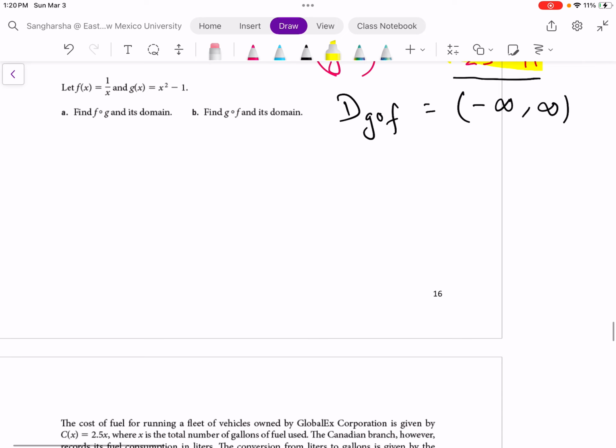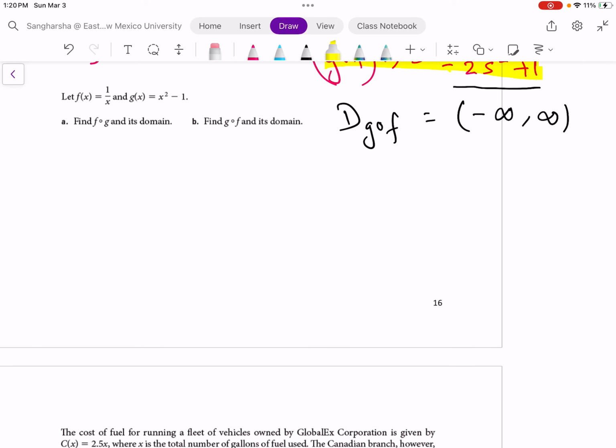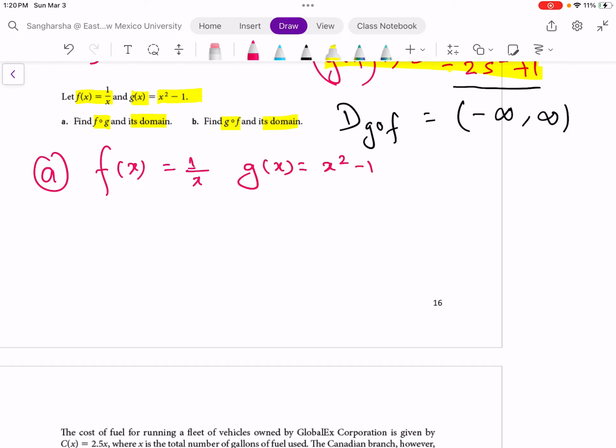Now let's go to our next example. Here in the next example, we have our function f of x equals 1 over x, and our g of x is x squared minus 1. We are asked to find f composite g and its domain, and g composite f and its domain. Let's start from number A. Our function f of x is 1 over x, and our g of x function is x squared minus 1. Let's find the f composite g function, and its input is going to be the same as f and g, which is x.